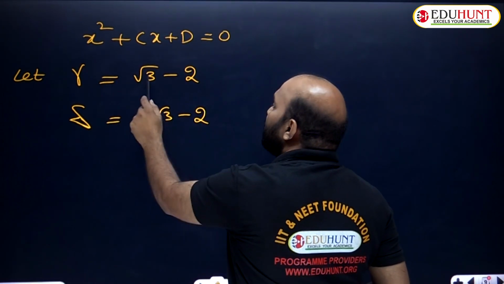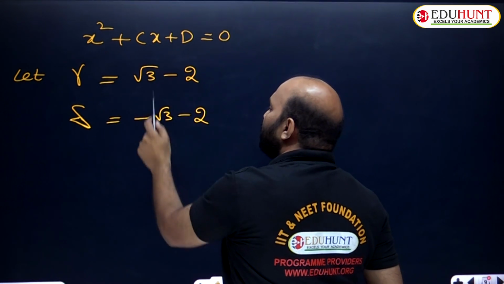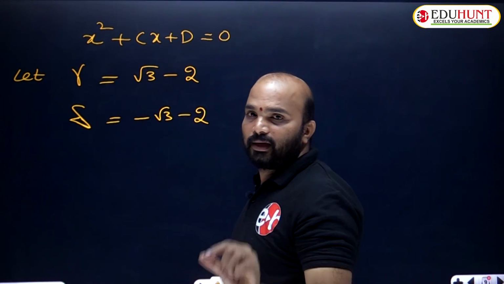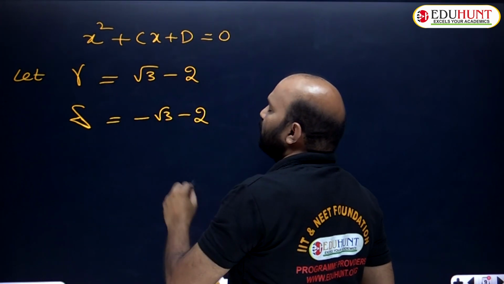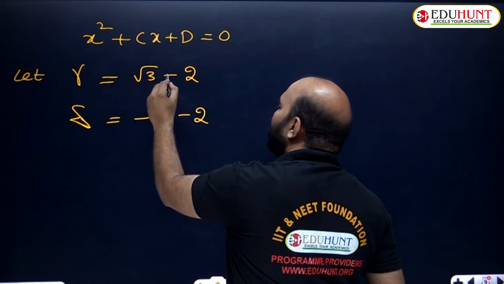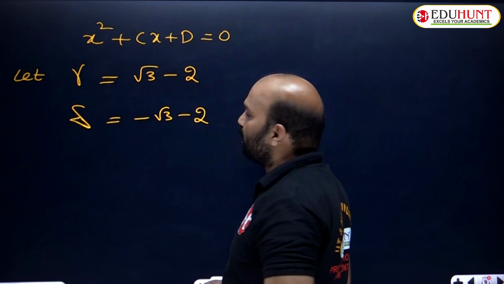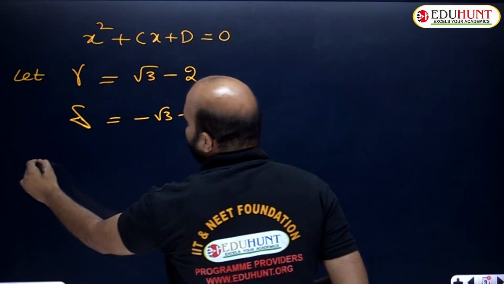So the conjugate value is only applicable for the irrational part, the minus sign only for the irrational part. So what is the other root? Minus root 3 minus 2. Don't take plus 2. Am I clear? So here, the sum of the roots.